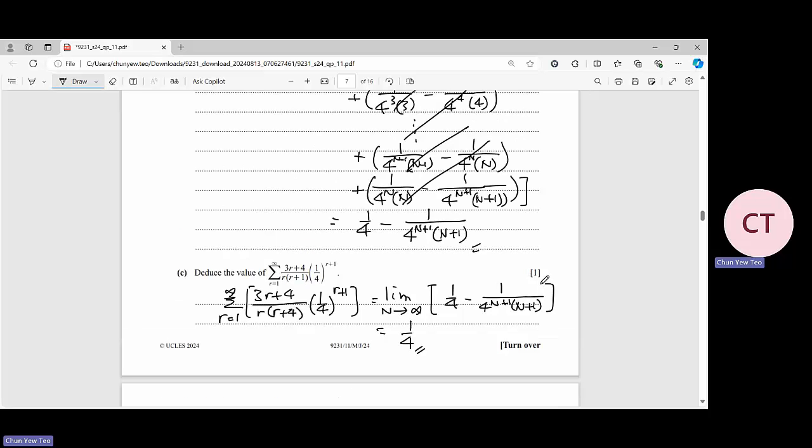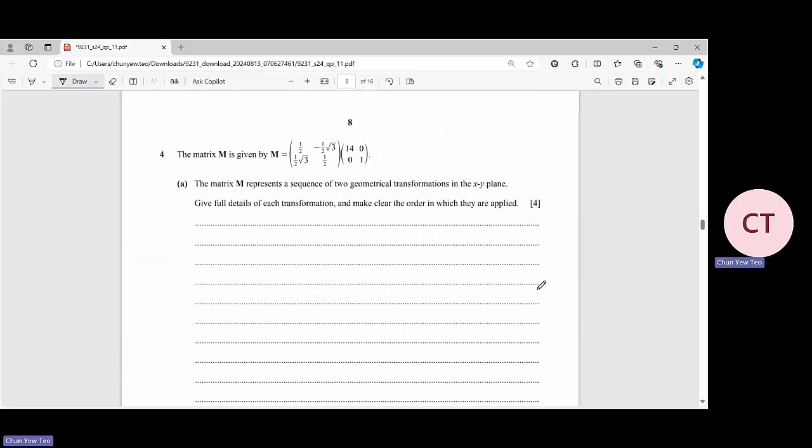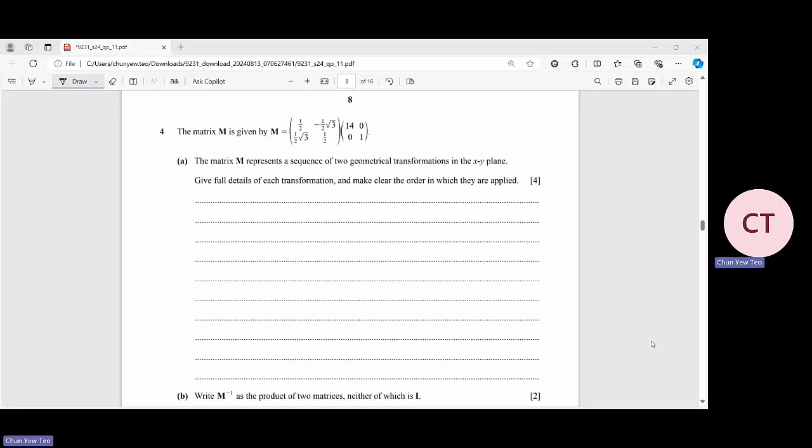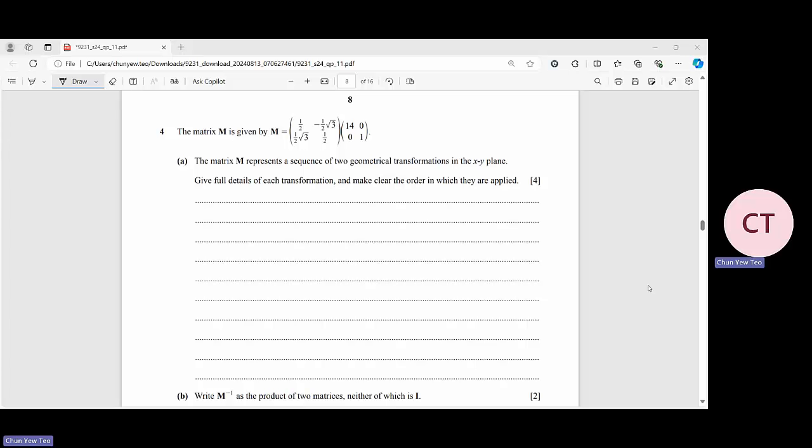Okay, number 3C. So moving on, question number 4. Now let's take a look at question number 4. The matrix M is given as this. Then they say that the matrix M is represented by a sequence of 2 geometric transformations in the xy plane. Give full details of each transformation and make clear the order in which they apply. So we know that this one must come first, followed by this one.